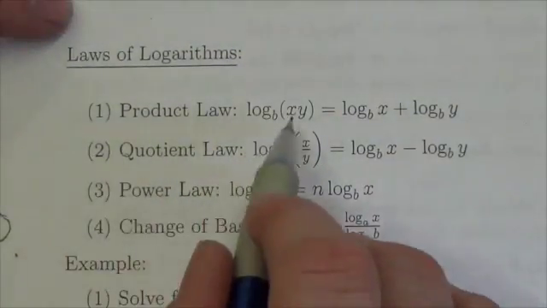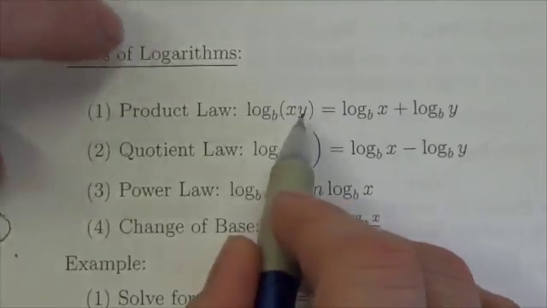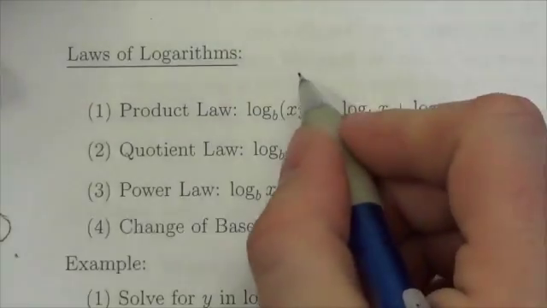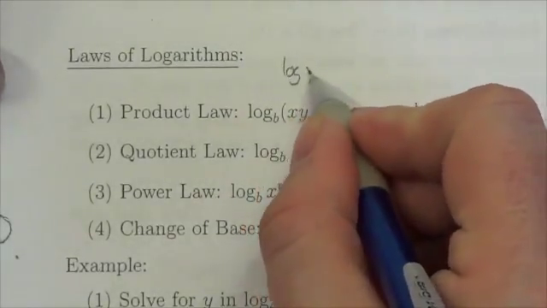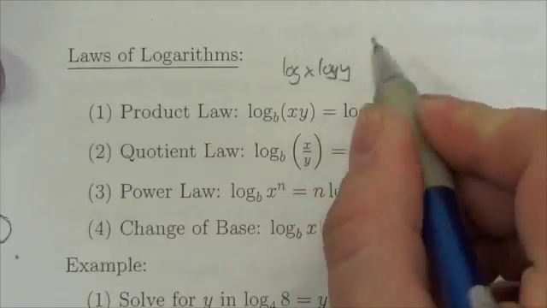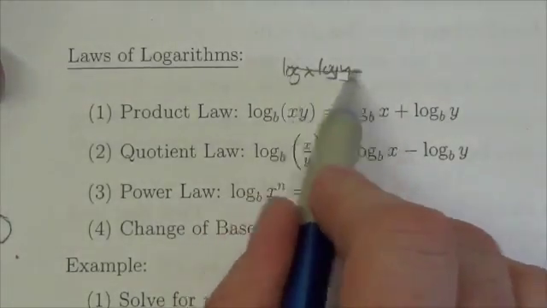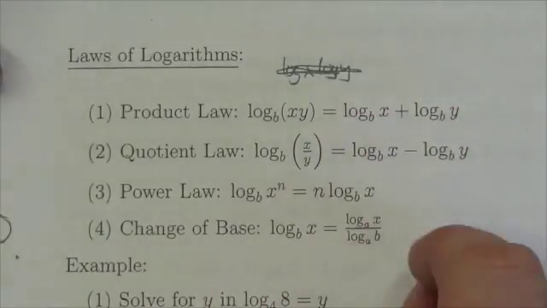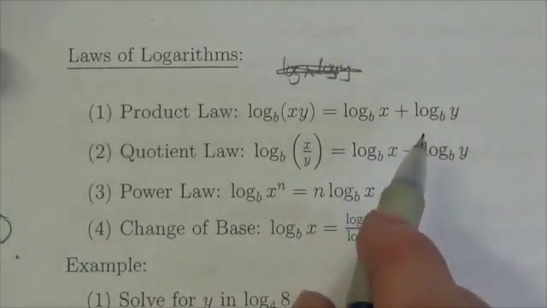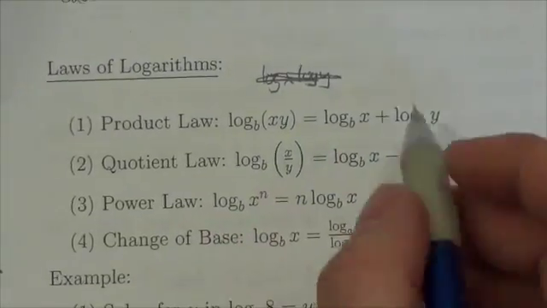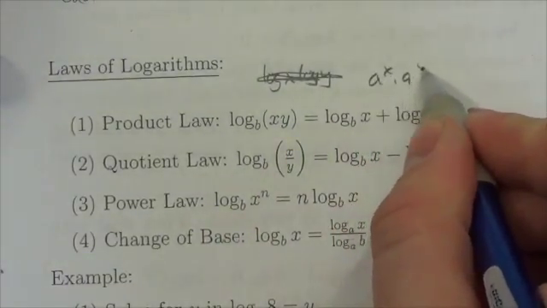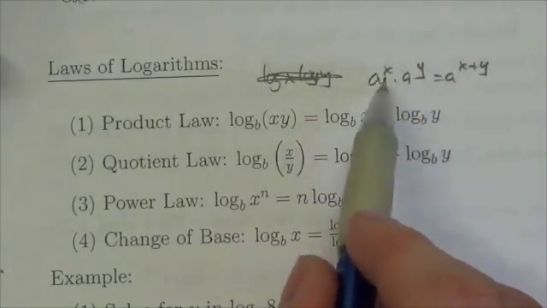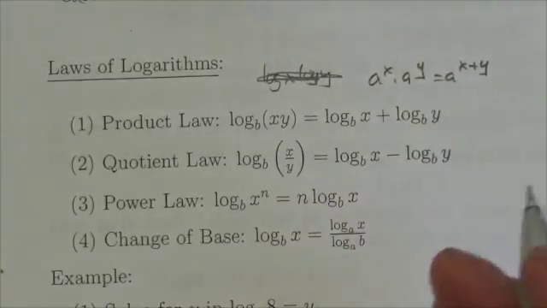So the product law. If you've got a product within a logarithm, and it's really important that you understand that this is within a logarithm. This is not log of x times the log of y. That's not multiplication between two logarithms. It's multiplication within a logarithm that becomes addition between two logarithms. And that actually makes perfect sense, because when you multiply two powers together, a to the x times a to the y, the result is a to the x plus y. When you multiply powers, you add the exponents.